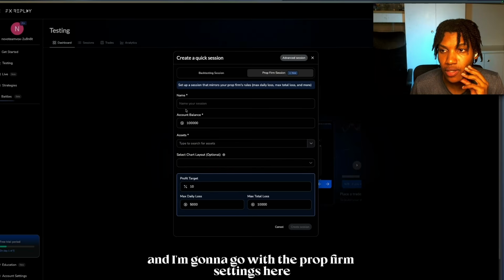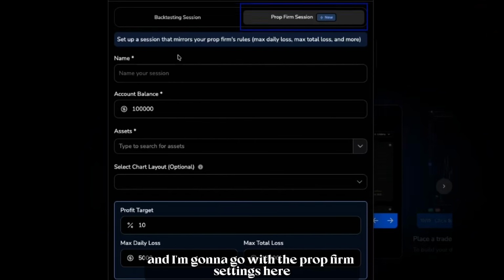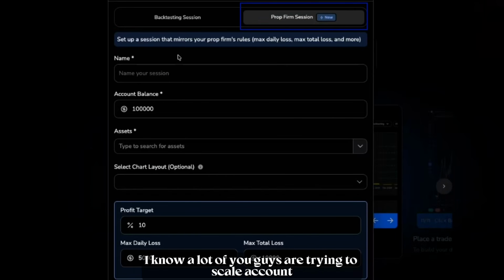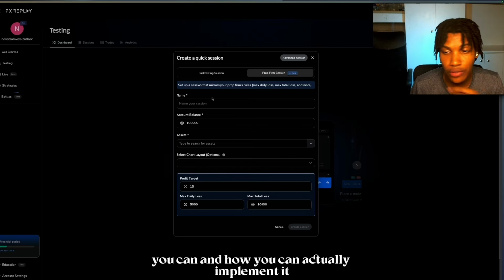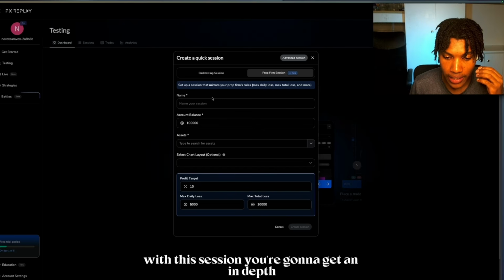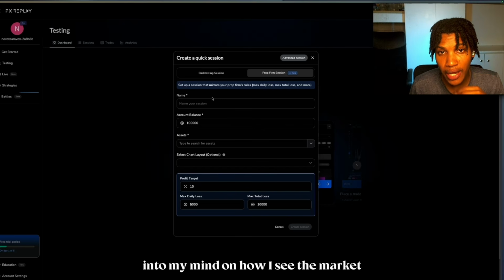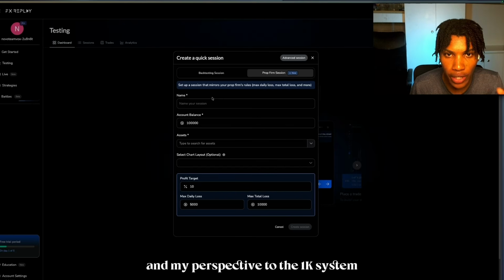We are going to be backtesting the one candle system with you guys, and I'm going to go with the prop firm settings here. I know a lot of you are trying to scale accounts, so that's what I'm using here, just to show you that if you want to do this yourself, you can, and how you can actually implement it. With this session, you're going to get an in-depth look into my mind on how I see the market and my perspective on the one candle system.